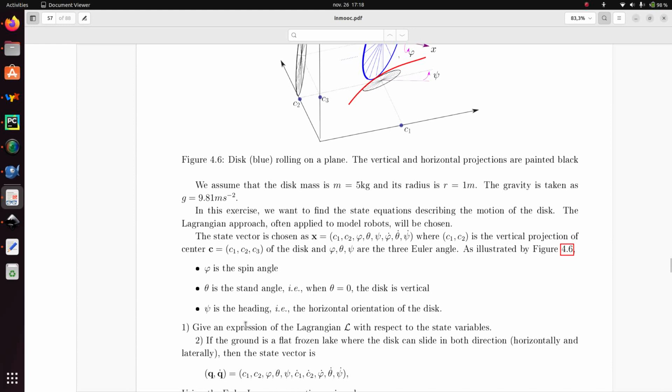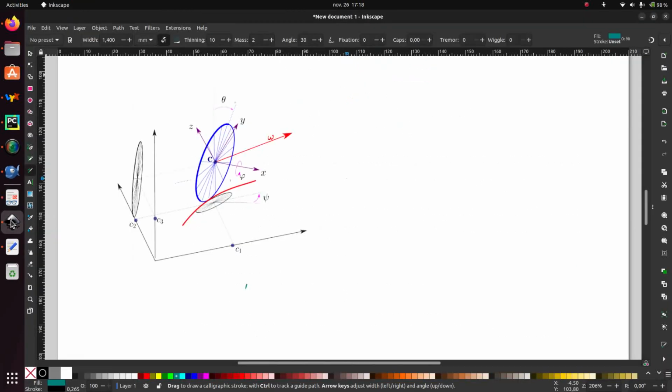In this exercise, we have to find the state equation for this disk. And the first question is to express the Lagrangian, because we use a Lagrangian method in order to find these state equations. The disk is represented here. There is a center C in 3D, and the projection has for coordinates C1 and C2.